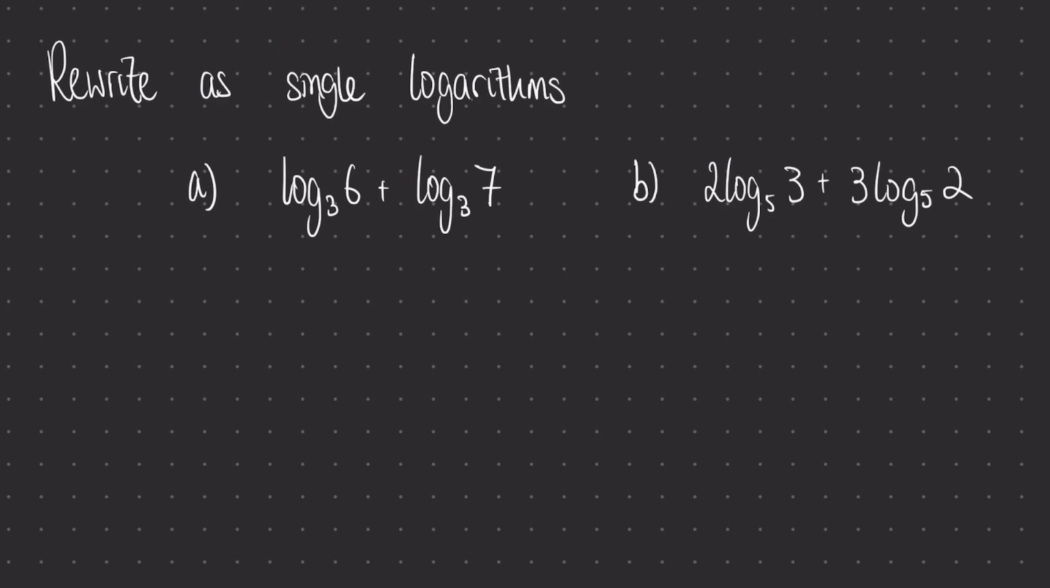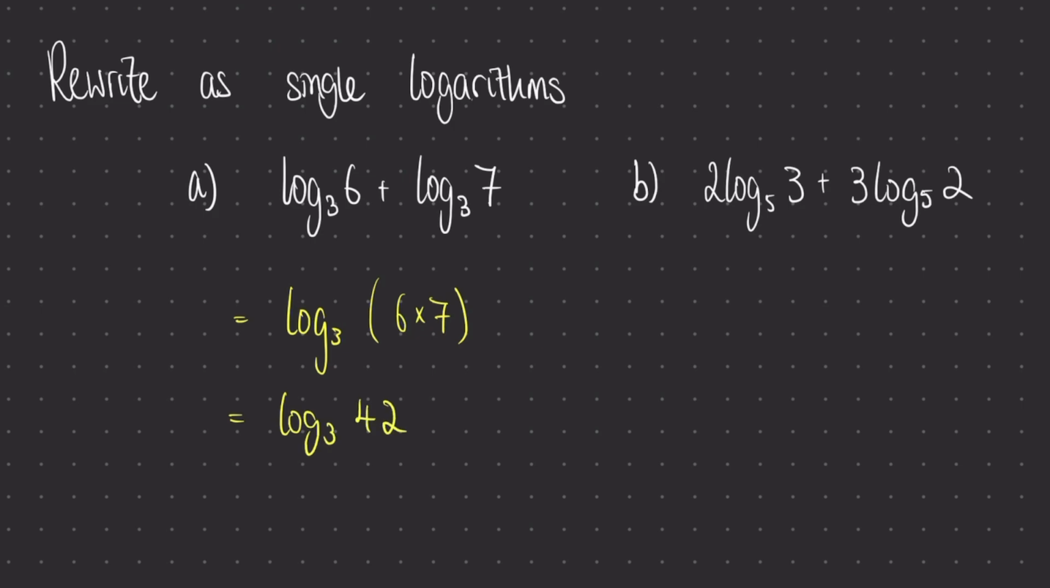Let's take a look at these two examples. For part A, we can just use our multiplication law. We see that the base of the log is the same in both expressions, so this becomes 6 times 7 within our single log, so we have log to the base 3 of 42.